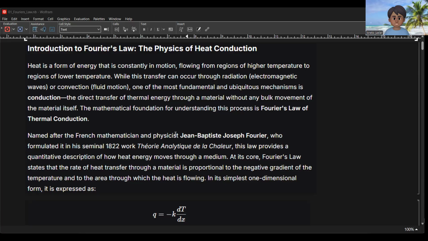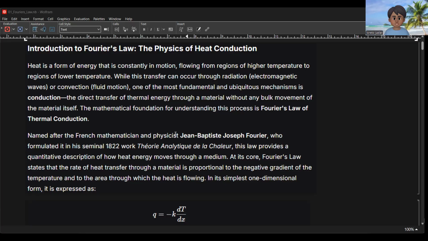The law was developed by the French mathematician and physicist Jean-Baptiste Joseph Fourier in his 1822 work, Théorie Analytique de la Chaleur. It provides a mathematical relationship showing that the rate of heat transfer is proportional to the temperature gradient, the difference in temperature over distance, and the cross-sectional area through which heat flows. The negative sign in the law indicates that heat flows from hot regions toward cold regions.